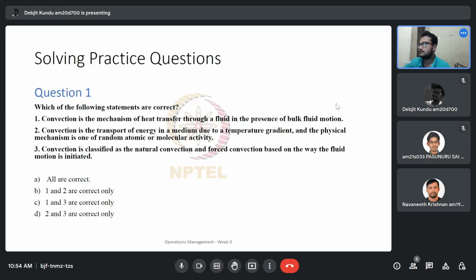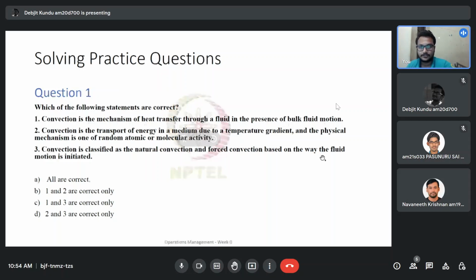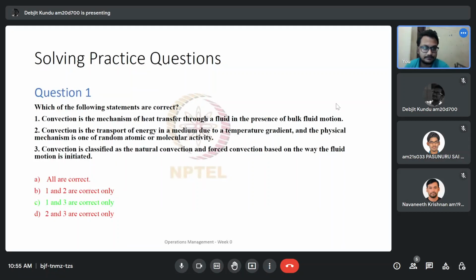Okay, so now let's look at the solution for the question. Option C, 1 and 3 correct, is the correct answer, and the main thing is the second option. Convection is the transport of energy in a medium due to a temperature gradient. The second part, the physical mechanism is one of random atomic or molecular activity, is the characteristic of conduction and not convection, which is why the second statement is incorrect and the other two are correct.